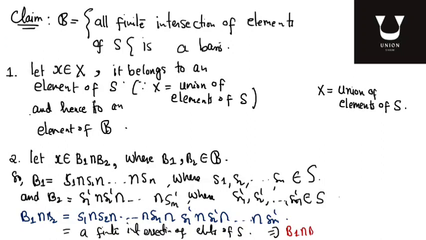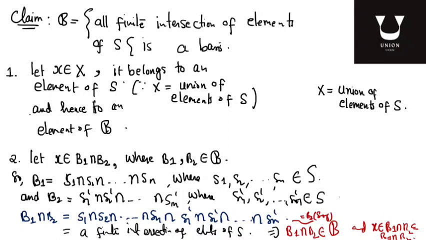This implies that B1 intersection B2 is there in script B, and x is there in B1 intersection B2, and B1 intersection B2 is a subset of B1 intersection B2. You take B3 to be B1 intersection B2 itself. No problem. Then in that case, x will be there in B3, a subset of B1 intersection B2. So here I have taken B3 to be B1 intersection B2 itself.